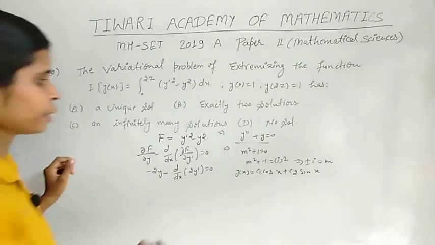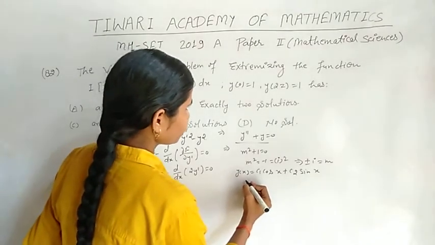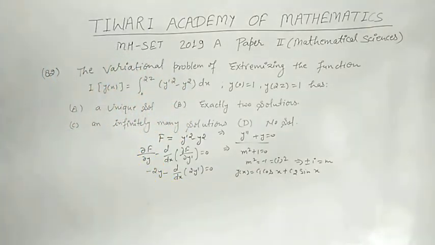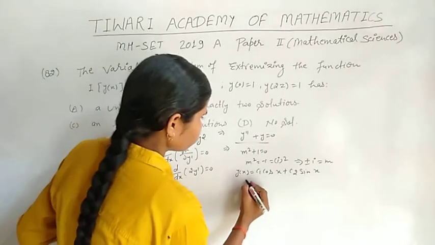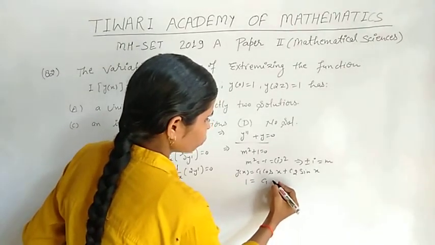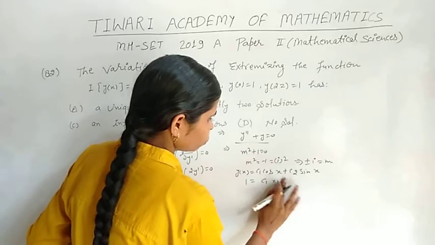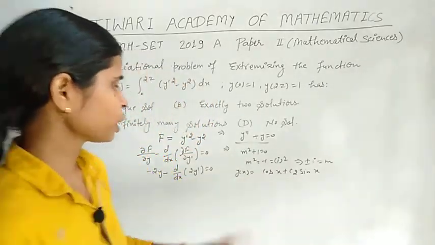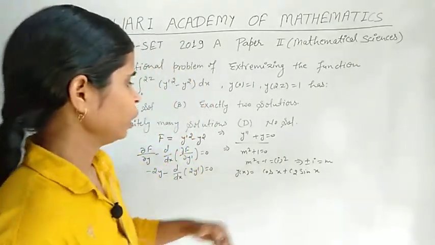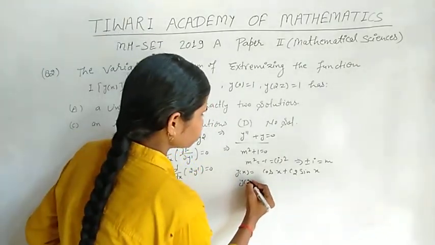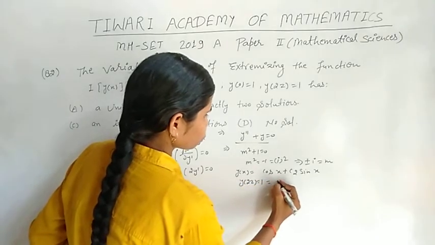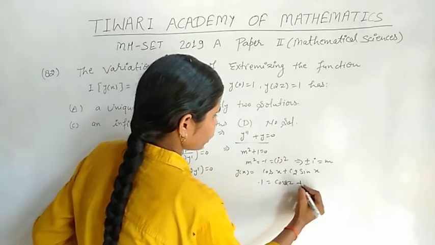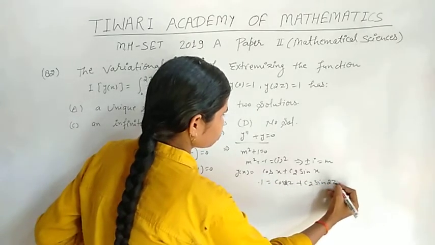Okay, given y at the point 0 is equals to 1. That means y is equals to 1 and x is equals to 0. 1 is equals to c1 cos 0 value 1, sin 0 value 0. This implies that c1 is equals to 1. So our solution can be converted into this form. Y at the point 2π is equals to 1 is equals to cos 2π plus c2 sin 2π.